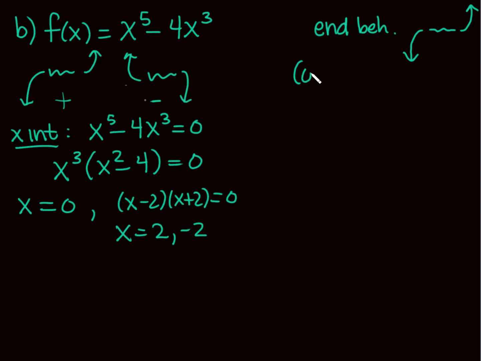So my x-intercepts, I'm going to go through 0, 0. I'm going to go through 2, 0. I didn't put the negative 2 first. It's kind of bothering me. Negative 2, 0. These are going to be my x-intercepts, okay?